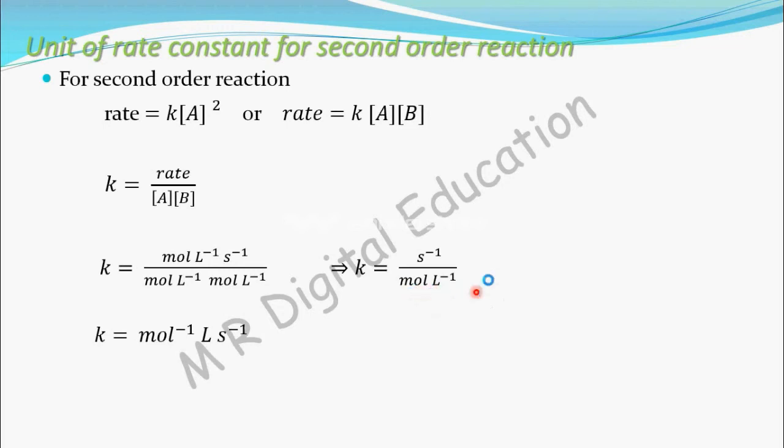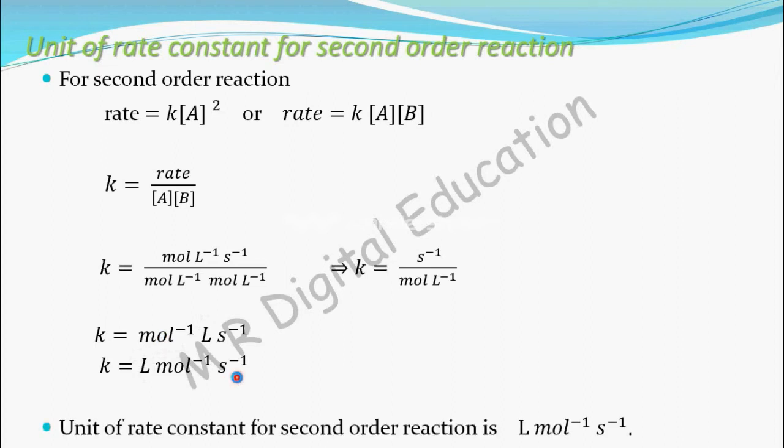Take this mole per liter upside. What will happen? Mole will become per mole. Per liter will become liter. Keep this per second as it is. Now just rewrite. Take this liter this side: liter per mole per second. So what is the unit of rate constant for second order reaction? It is liter per mole per second.